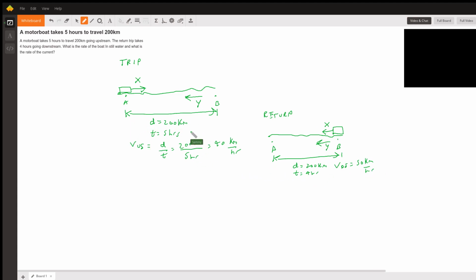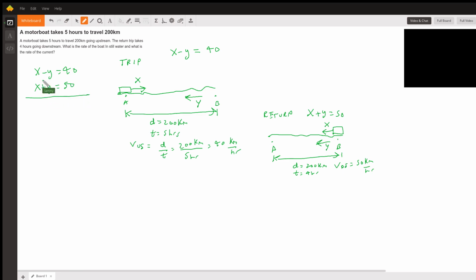Now we can set up two different equations. Because the boat and the current are moving in opposite directions going upstream, you have x minus y equal to the velocity, 40. And for the return going downstream, because the boat and the current are moving in the same direction, it's x plus y equal to the downstream velocity, which is 50. So we have x minus y equals 40, and x plus y equals 50.